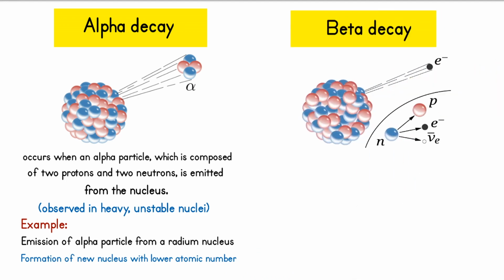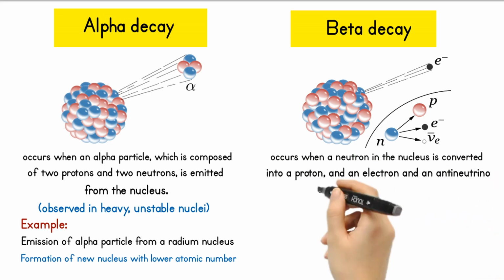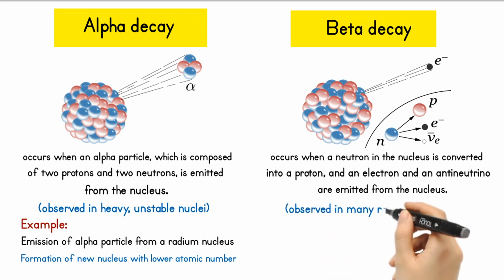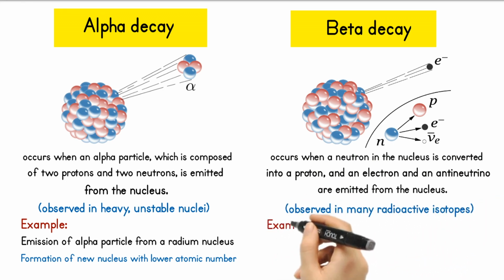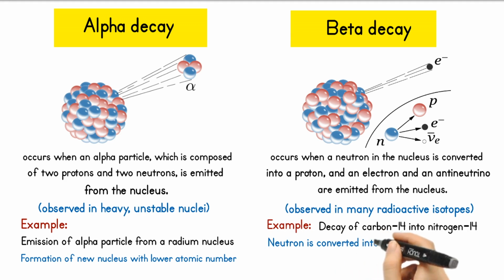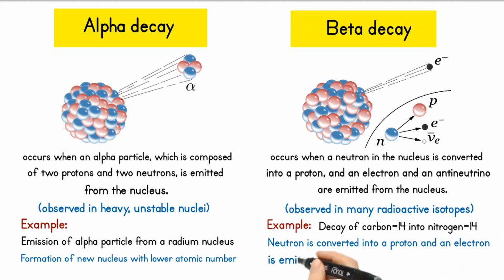Beta decay occurs when a neutron in the nucleus is converted into a proton, and an electron and an antineutrino are emitted from the nucleus. This type of decay is observed in many radioactive isotopes. An example of beta decay is the decay of carbon-14 into nitrogen-14, where a neutron is converted into a proton and an electron is emitted.